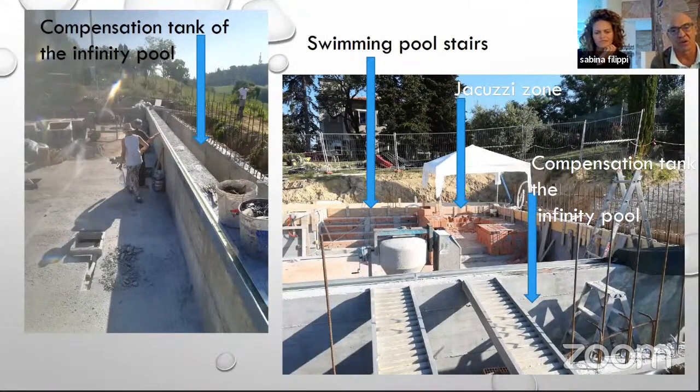In this picture, we show that we have 3 different areas in the pools in the phase of construction. We have stairs to come inside the pools. We have a jacuzzi zone with jet pools, and we have infinity pools that allow water to come inside the compensation tank and to recirculate and be depurated with a salt plant.